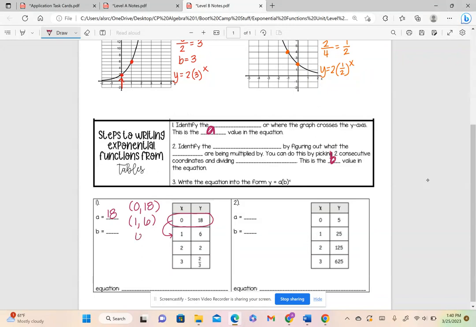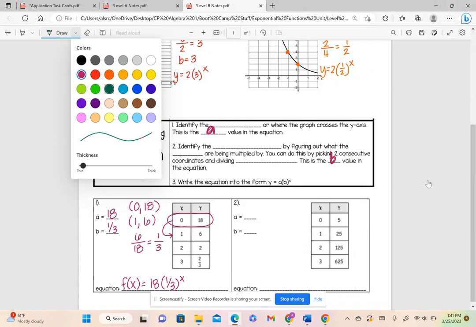So you'll take your y2 and divide by your y1. 6 divided by 18. Remember, get those as a fraction. We don't want those yucky decimals. That's 1/3. So my equation would be f of x or y, doesn't matter. I'm going to do a couple f of x's just so you make sure you can see them. f of x equals a, which is 18, times 1/3 to the x.